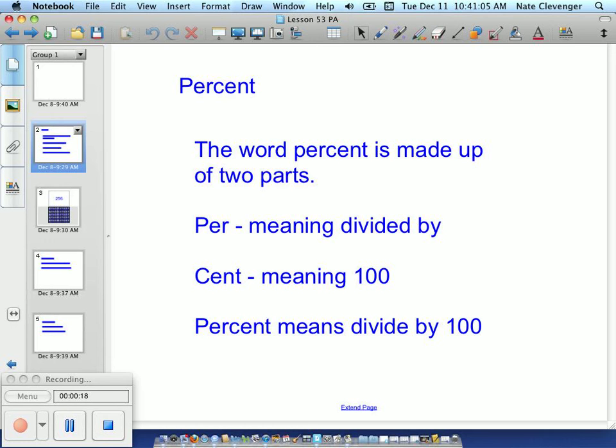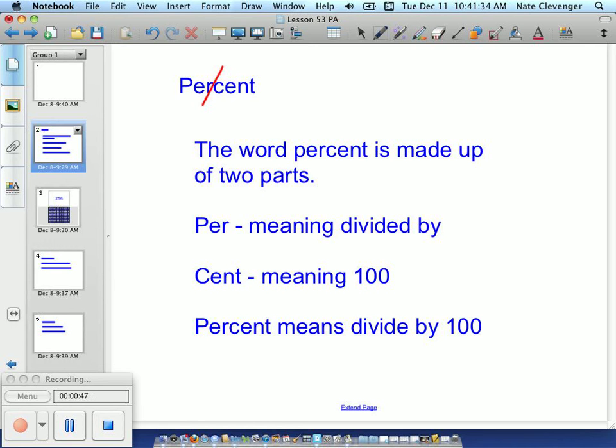The word percent, if you break that into two different parts, you have the word per and cent. The word per means divided by. If I'm asking what's the miles per gallon that vehicle gets, miles per gallon means how many miles can you divide up amongst the gallons.